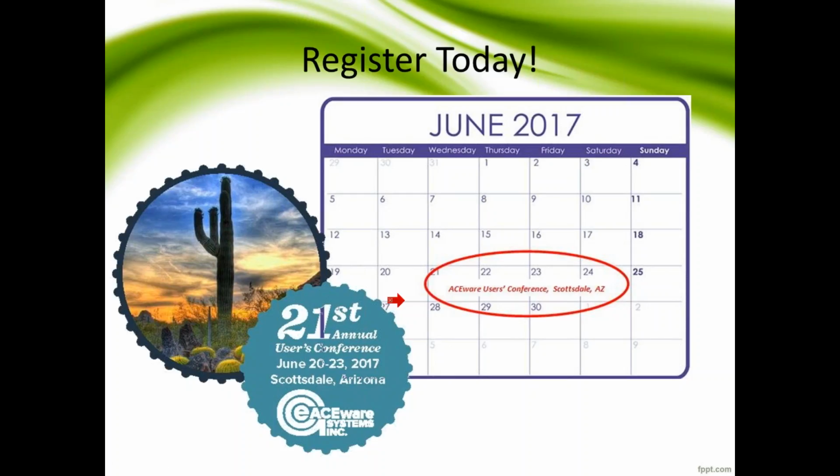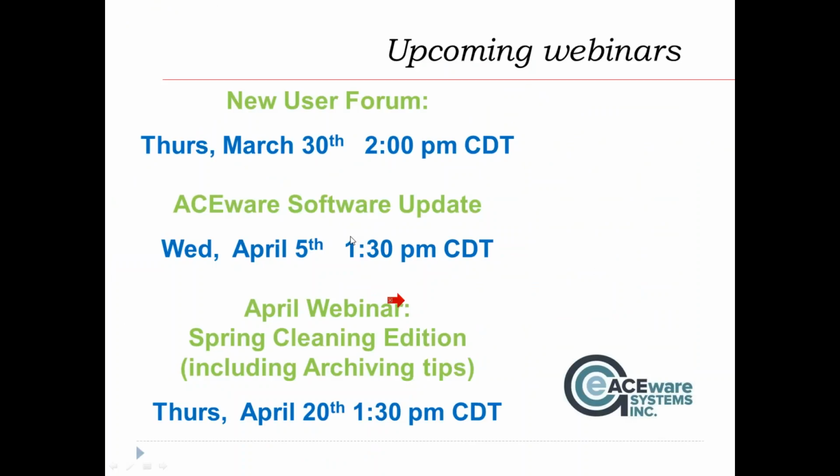Cool. All right. So the first person notice on that. So upcoming webinars, lots of stuff happening. Again, remember, new user forum, Thursday, March 30th. This is more of an open Q&A, stump the chump, chance to interact with other users in an informal environment here. We'll basically cover any topics that you might want to bring forward with us. The first of next month, we'll be doing, again, the first Wednesday ACEware software update. If there's a new build out, we'll have information on that. That'll be Wednesday the 5th.